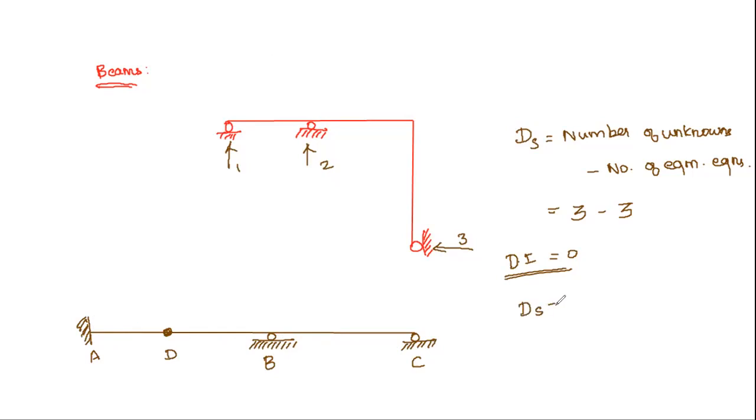So now what is the formula? Ds is equal to number of unknowns minus number of equilibrium equations. What are the number of unknowns? What will be the reactions at the fixed support? One horizontal, one vertical reaction, and one moment, so 3. Here 1 and here 1. So 1, 2, 3, 4, and 5. So the number of reactions is 5, minus number of equilibrium equations, which is 3.